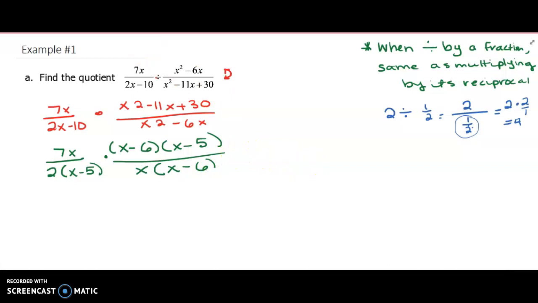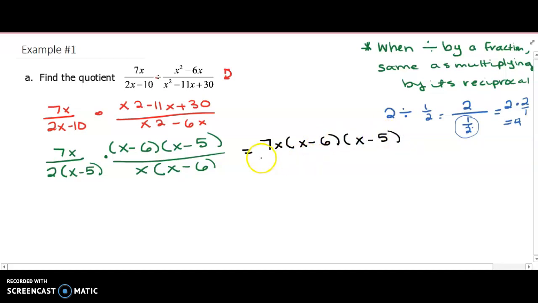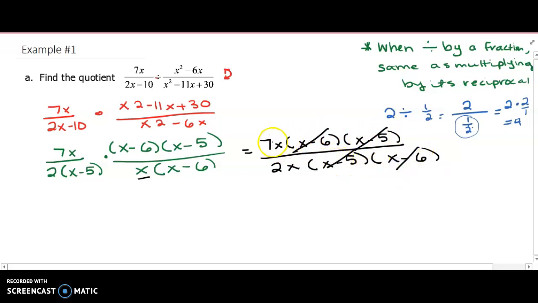Okay, so when I multiply it all out, I get 7x times x minus 6 times x minus 5 over 2, don't forget this x, 2x, x minus 5, x minus 6. Well, the x minus 5s cancel each other out. The x minus 6s cancel each other out. The x's cancel each other out. So this reduces to just 7 over 2.